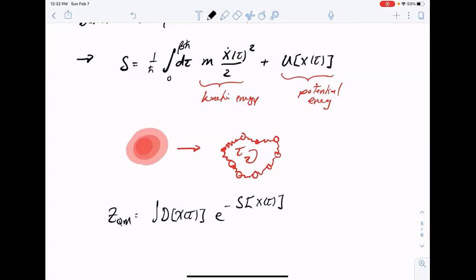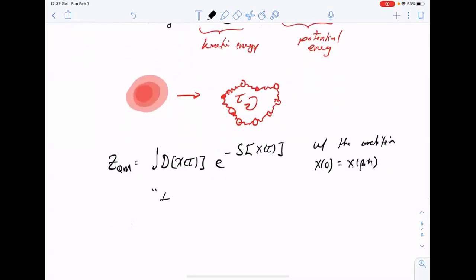The trace operation imposes that x evaluated at 0 time is x evaluated at beta h bar in time. So it's a sum of periodic paths in an imaginary time that take a classical particle between a time 0 and a time beta h bar. This is known as an imaginary time path integral.